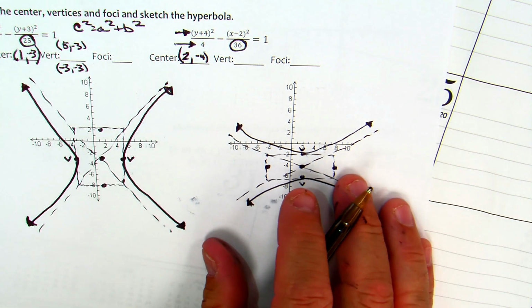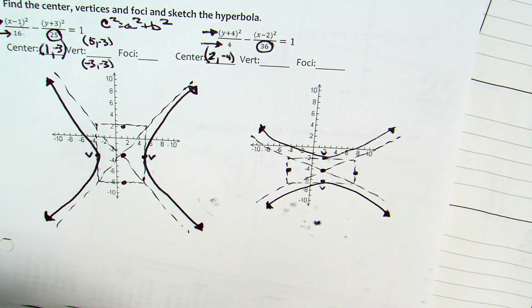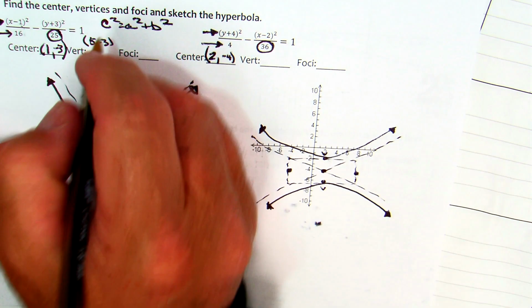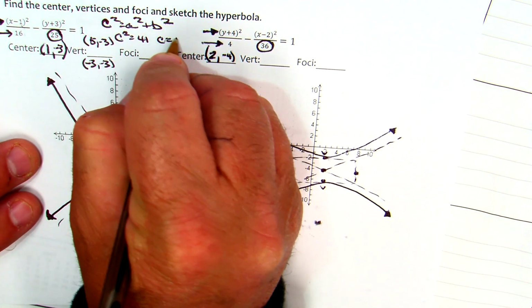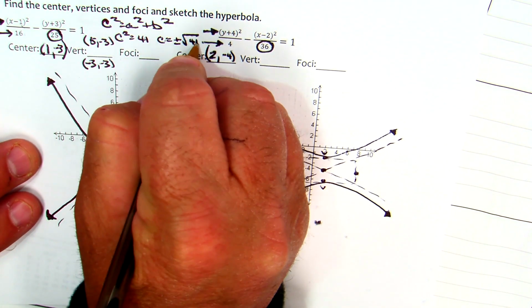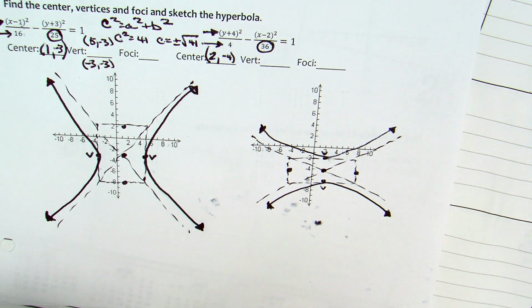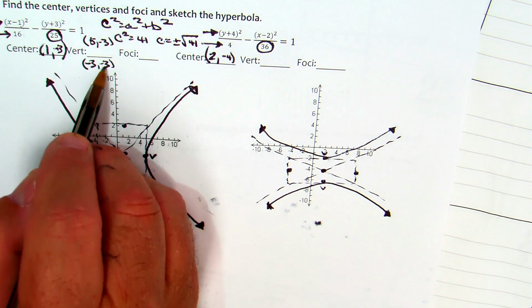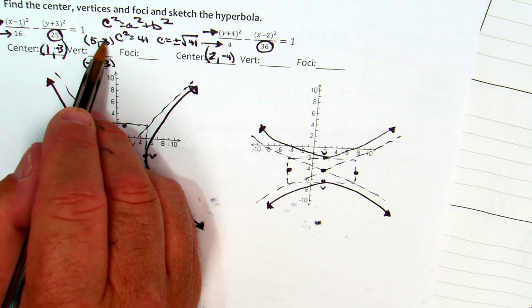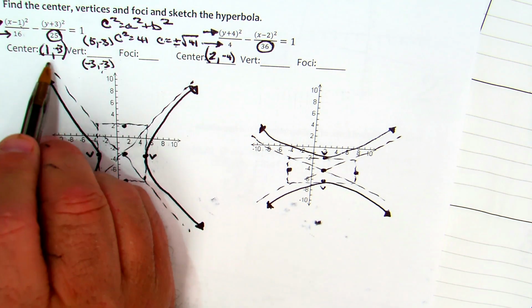All we're going to do is add our denominators. What's 16 plus 25 in the first one? 41. So C squared equals 41, making C plus minus the square root of that. Just like with the ellipse, let the numbers do the work for you. The y stays exactly the same. So that means the foci affect the x.